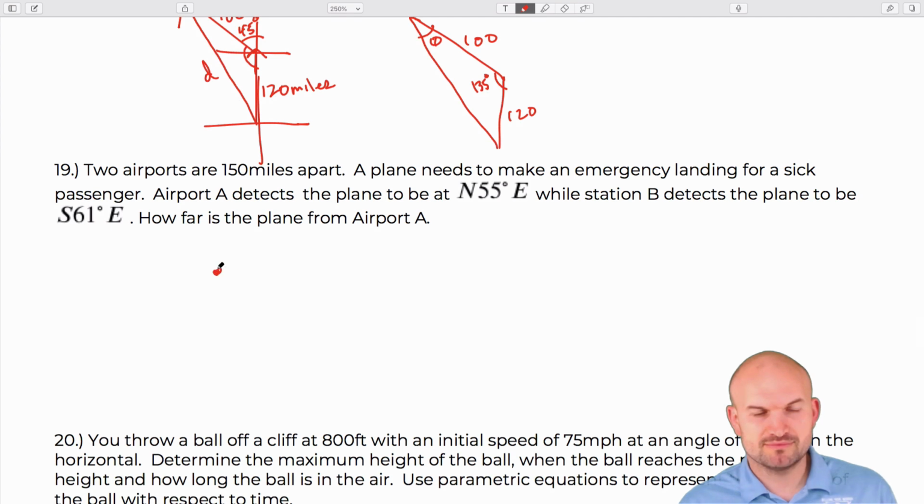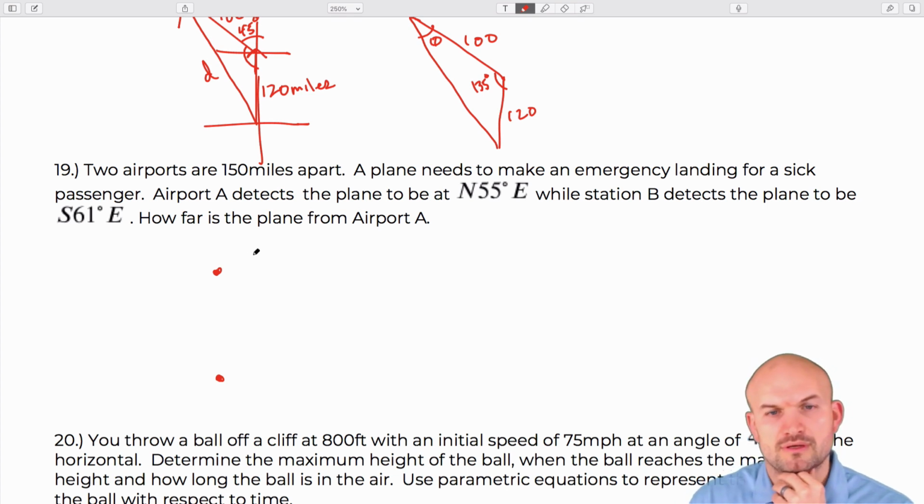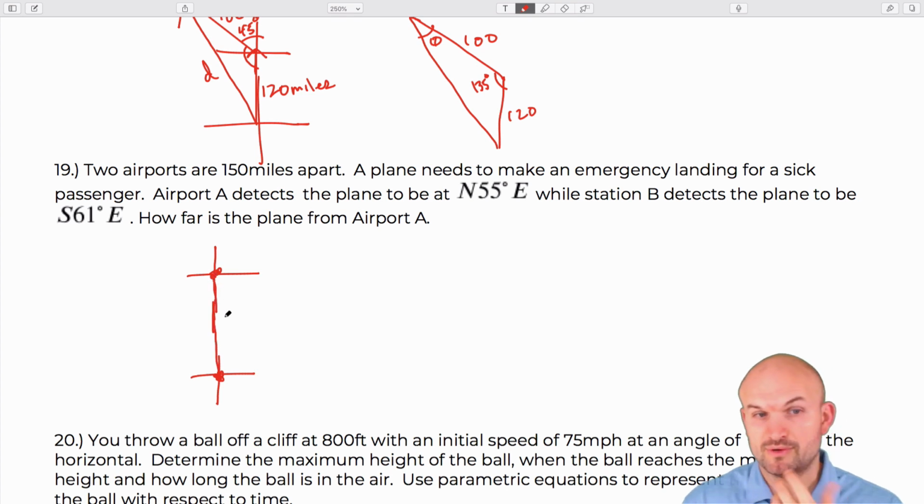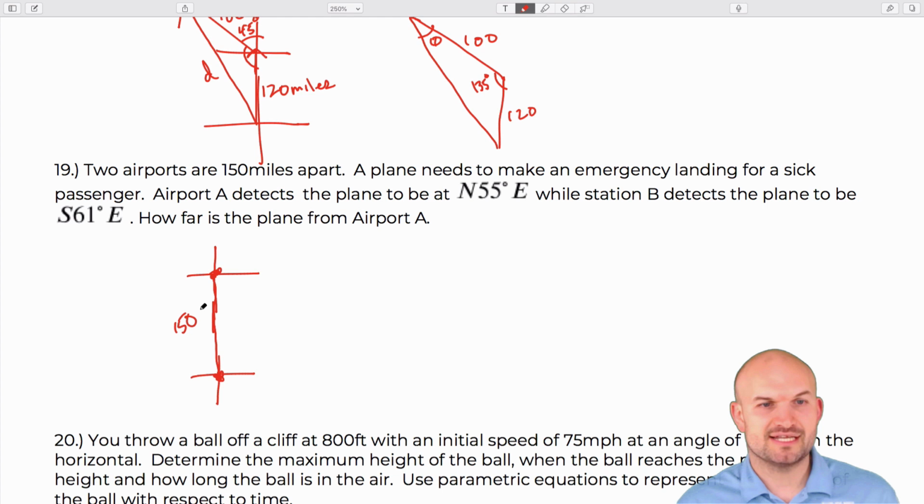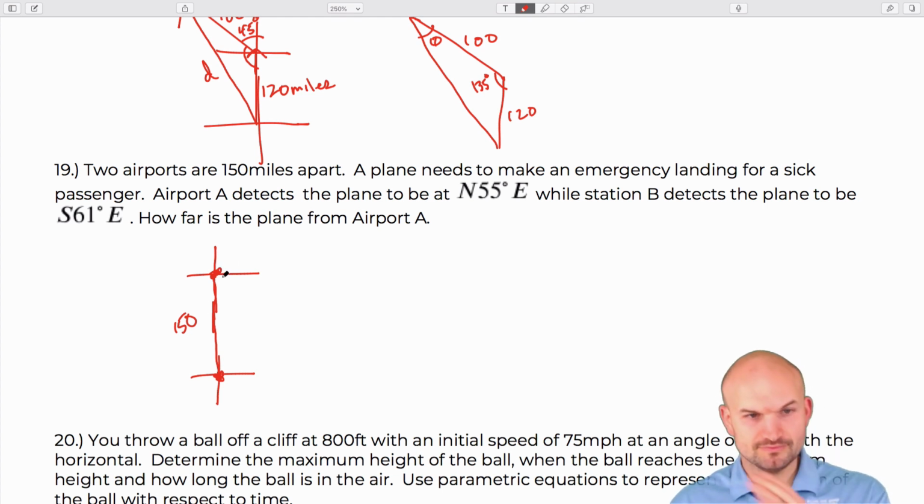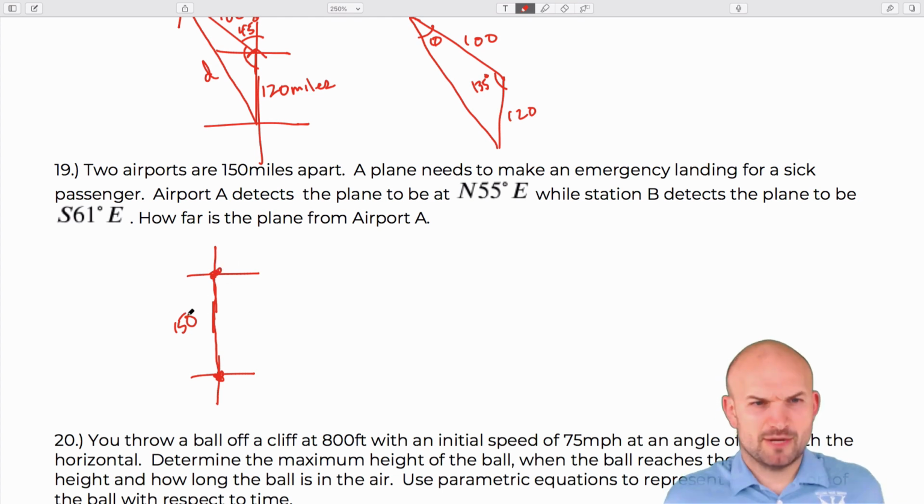Okay, so I'm just going to draw two airports. I don't know which direction I'm going, but I know that when I have bearings, I can go ahead and create a picture from there. So I'm just going to create two airports. Now it says they're 150 miles apart. I don't know if one is north or south of the other one, but it doesn't really matter in this case. I'm just going to do 150 miles. So I'm going to say airport A detects the plane to be north 55 degrees east. So let's call this A then. So there's going to be an airplane.